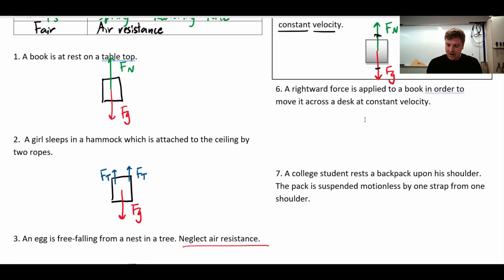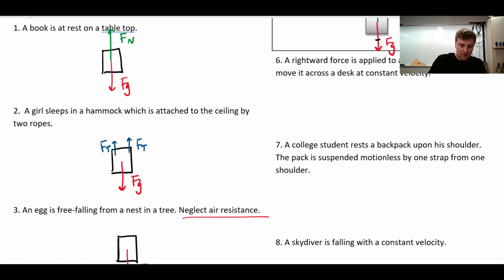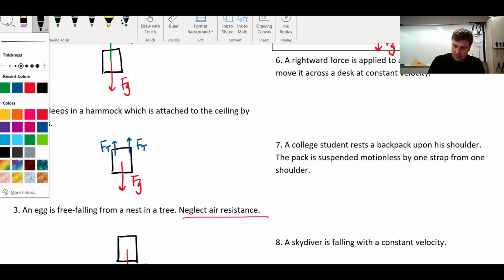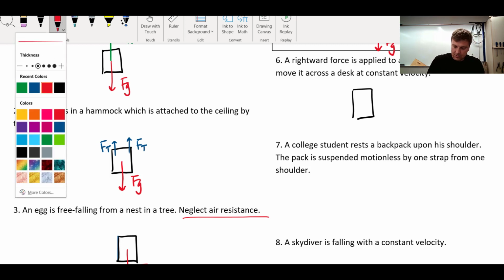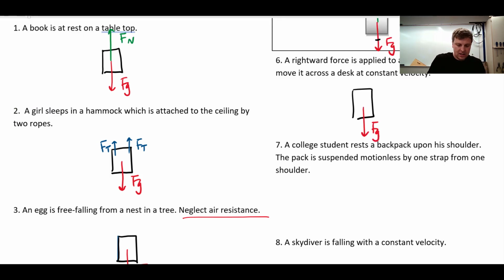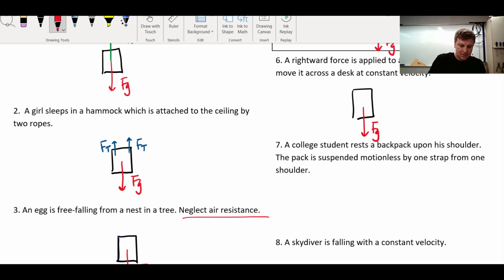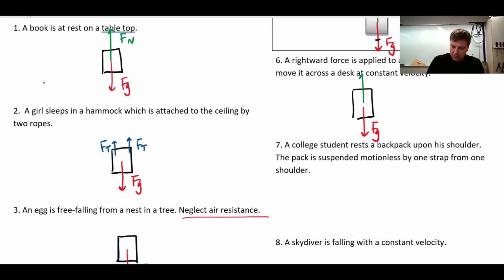Let's see, and now we have a book being pushed across the table at a constant velocity. Okay, well, again, I've got a book, and this book has gravity. Always take the easy forces first, gravity and normal force.